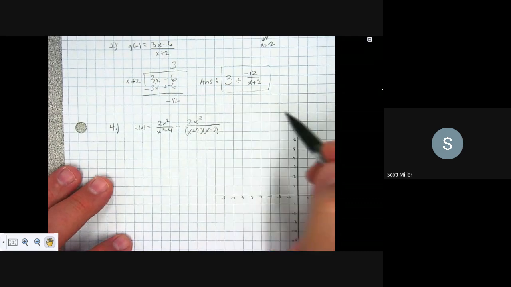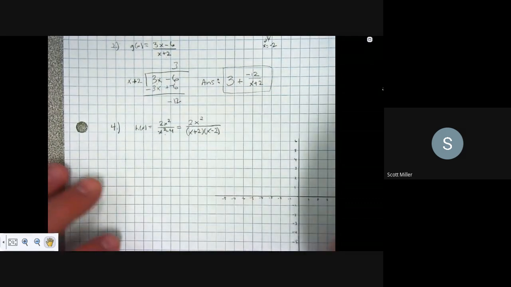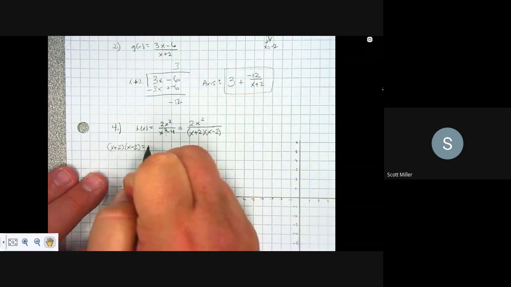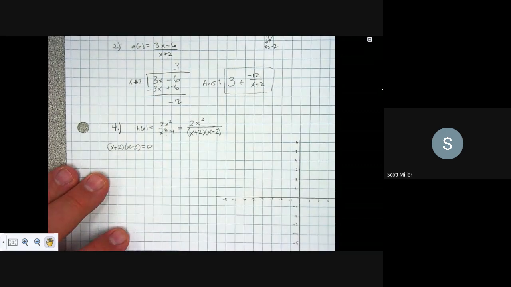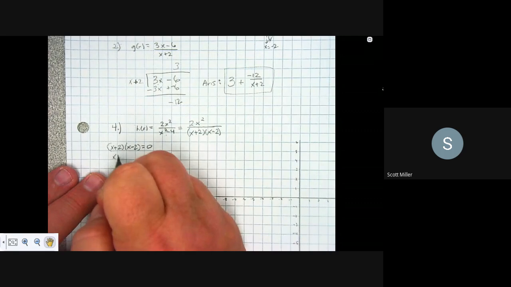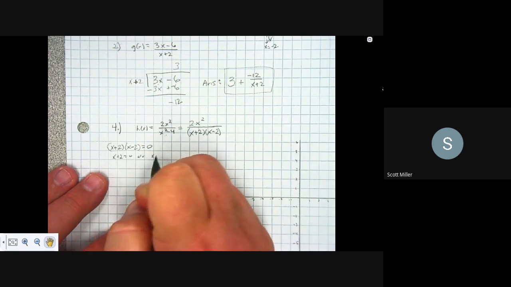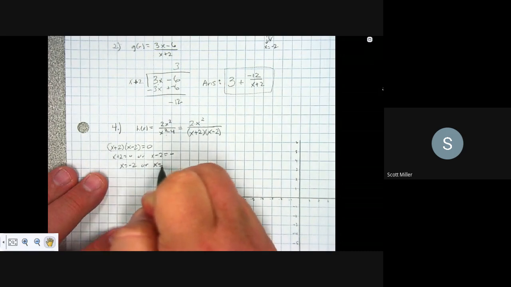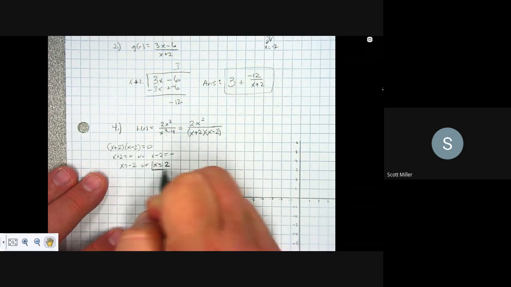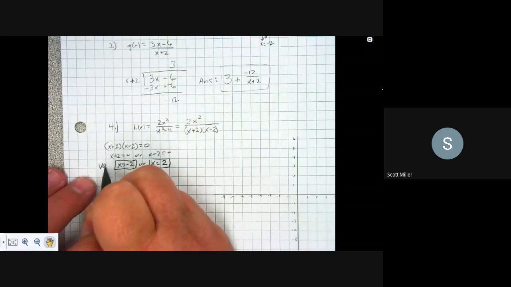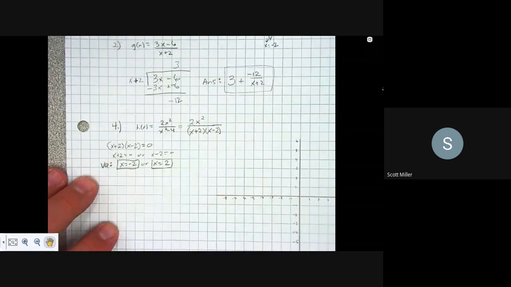We're now at step 2 where we're trying to find the vertical asymptotes. The vertical asymptotes occur when you set the denominator, x plus 2, x minus 2, equal to 0. So when I set it equal to 0, I solve this. So this is a factored form. That means x plus 2 equals 0, or x minus 2 equals 0, x equals -2, or x equals +2. And these are your vertical asymptotes. Those two. So we have 2 of them.